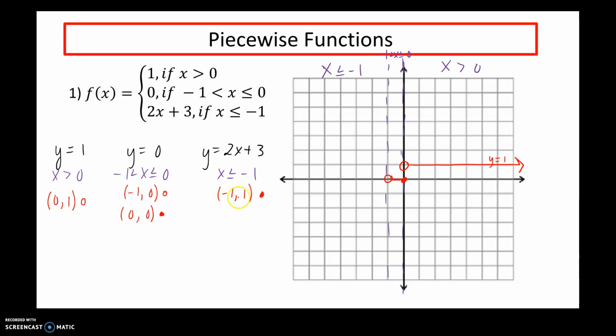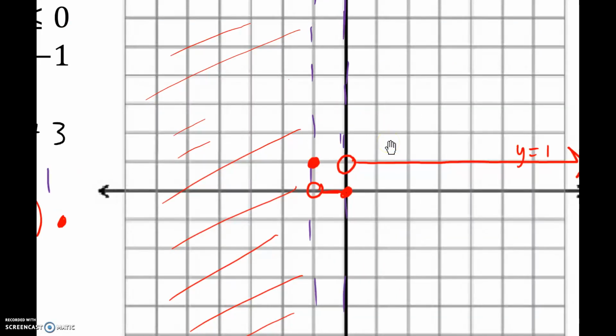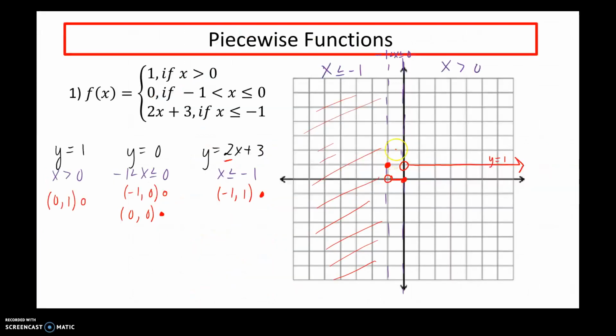Now my third piece, I'm going to have a closed circle at (-1, 1). And this is where it can at times get a little confusing when we're working backwards on piecewise functions. The slope of my line is positive 2, but I'm only allowed to graph that line, remember, on this interval where x is less than -1. So I'm not going to go up 2 and right 1 using my slope, because if I put a point there, it's not in the domain that I'm allowed to graph that line.